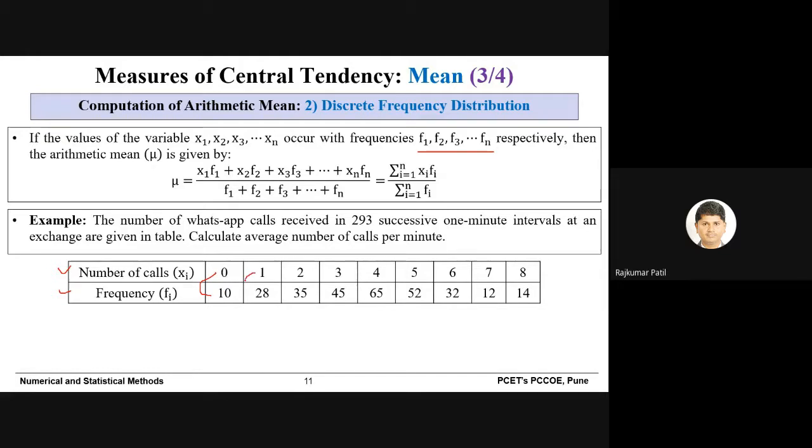1 call, frequency is 21. 2 calls, frequency is 35, and so on. So in this particular table, the values of x1, x2, x3 are given to you along with the frequencies. So this is the value of x, and corresponding frequencies are given to you. So we discuss how we go ahead.